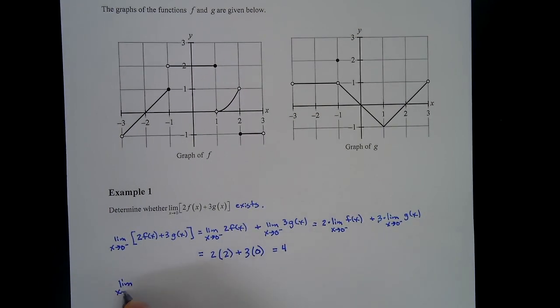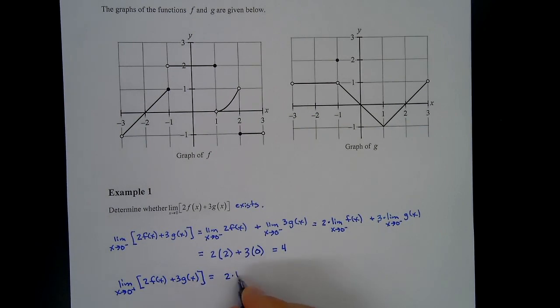So the limit as x approaches 0 from the right of 2 f of x plus 3 g of x is equal to, and I'm going to jump all the way to this one, 2 times the limit as x approaches 0 from the right of f of x plus 3 times the limit as x approaches 0 from the right of g of x.